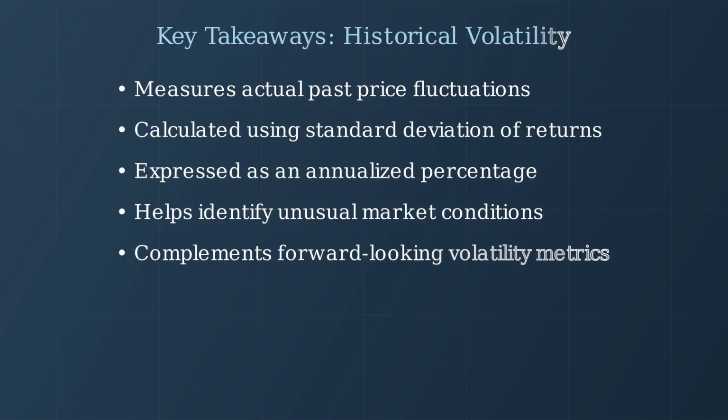To summarize, historical volatility is a powerful tool for understanding market turbulence based on actual price history. It provides traders with quantitative insights into an asset's price behavior and potential trading opportunities.